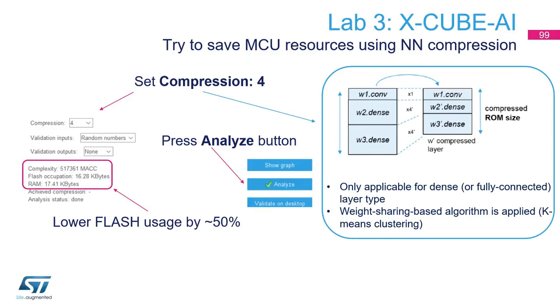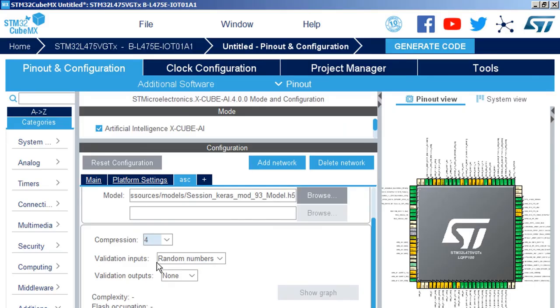And the compression means, it is again quite a complex algorithm. Decompression, it is weight sharing inside the dense layer. So we are not touching the convolution, we are not touching the max pooling layers. So our filtering, our feature extractors, we are touching only our brain, our dense layers. Okay, so after setting compression four, we can analyze again.